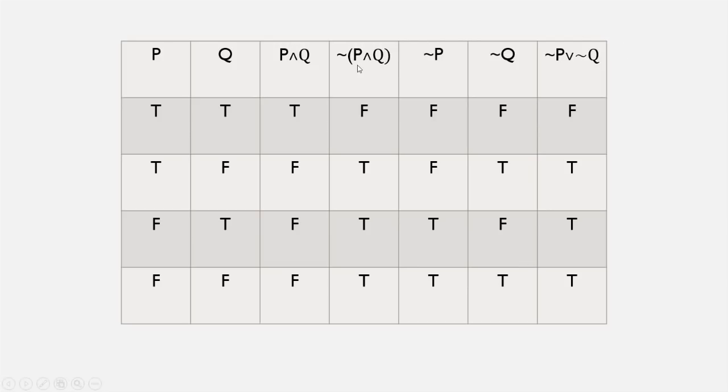Okay? So now we look and see, is this logically equivalent to this? Is not (P and Q) logically equivalent to not P or not Q? And yeah, they're the same on every line. So for any assignment of truth values to P and Q, these 2 sentences come out with the same truth value.